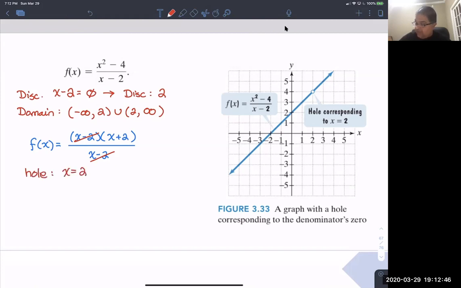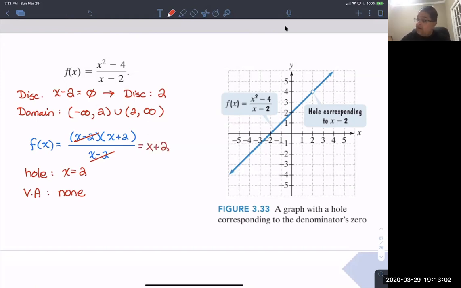And, well, what does that mean for my vertical asymptotes? Well, that means I don't have any vertical asymptotes, because we don't have any more discontinuities to classify. Now, how does this look on a graph?